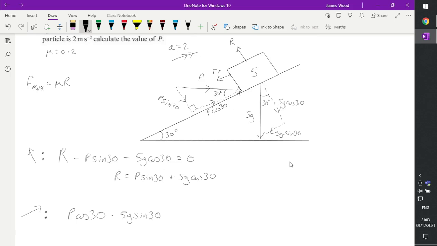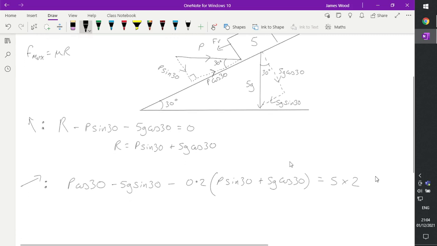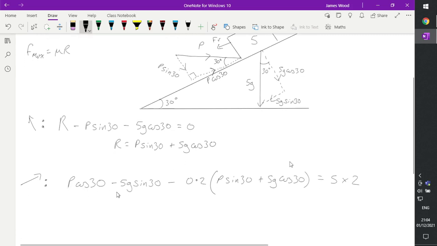And we've also got friction trying to stop it. So that's going to be minus mu R. Mu was 0.2 and R was P sine 30 plus 5g cos 30. And that equals ma. So that's 5 times 2, because it was accelerating at 2 meters per second squared up the slope. Okay, so you've got the force pushing up, minus the weight, which is trying to pull it down, minus friction, which is trying to stop it. So this whole thing here, this is just mu R.